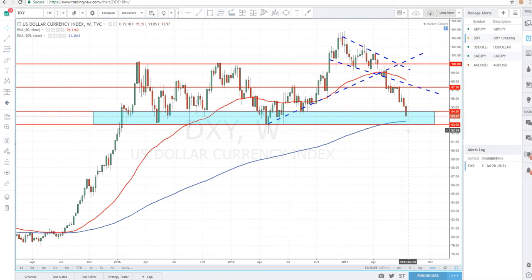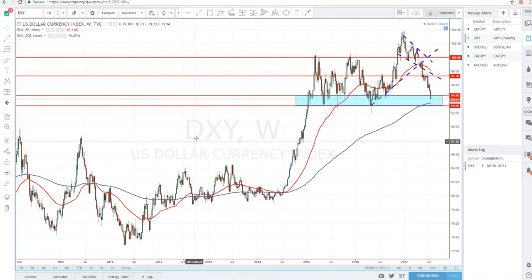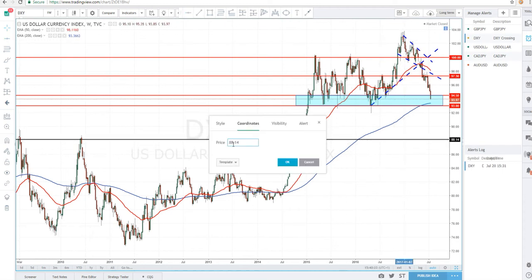Because if we close below 93, that is the sign to say free fall down to at least, I would say, 88, if not 84. So I want to tap these lines in now just in case. Because I'm still a dollar bull at the moment, but I'm a wait and see dollar bull because I want to see the price action happen.